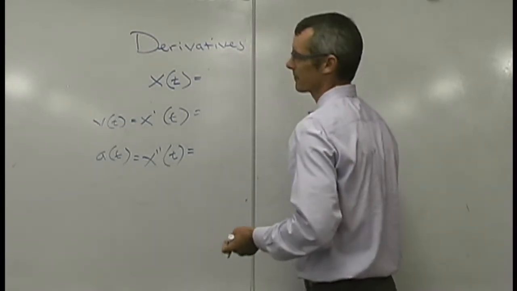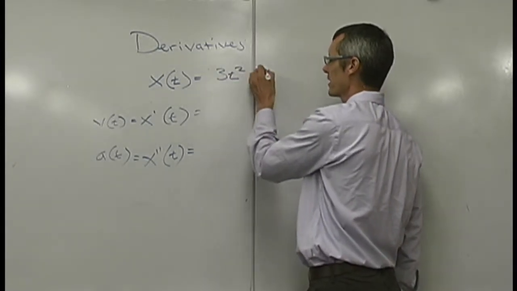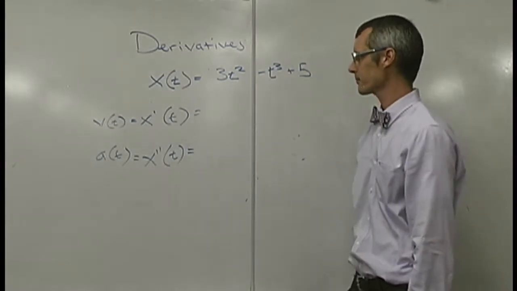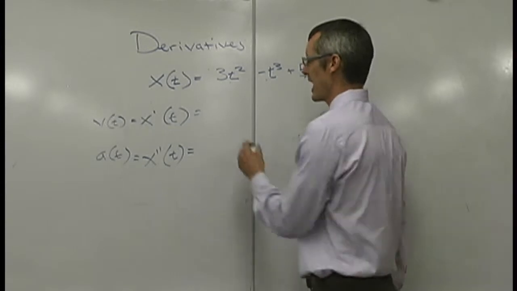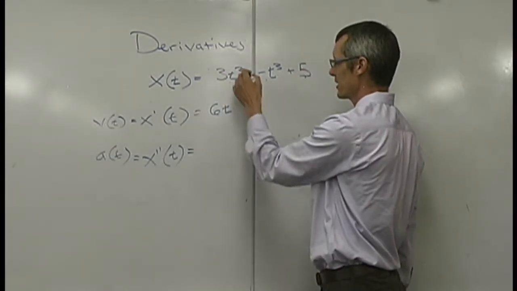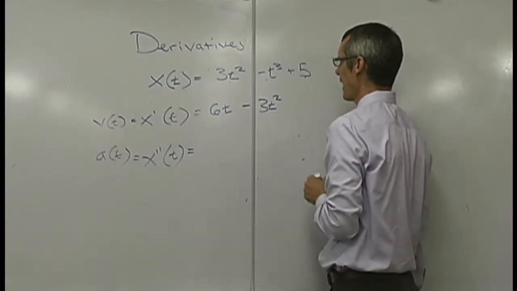Another important factor here in the derivatives is that I have any sort of addition, say 3t squared minus t cubed plus 5. Each one of these can be taken as separate derivatives, and it works out just fine. So I get 6t for the first one, 2 times 3, and t to the 2 minus 1, minus 3t squared. And then I have plus 5.